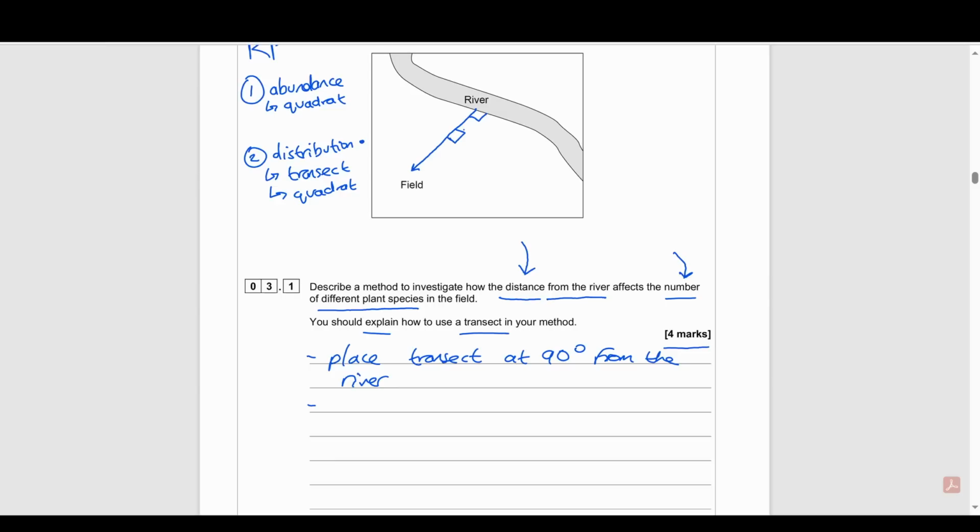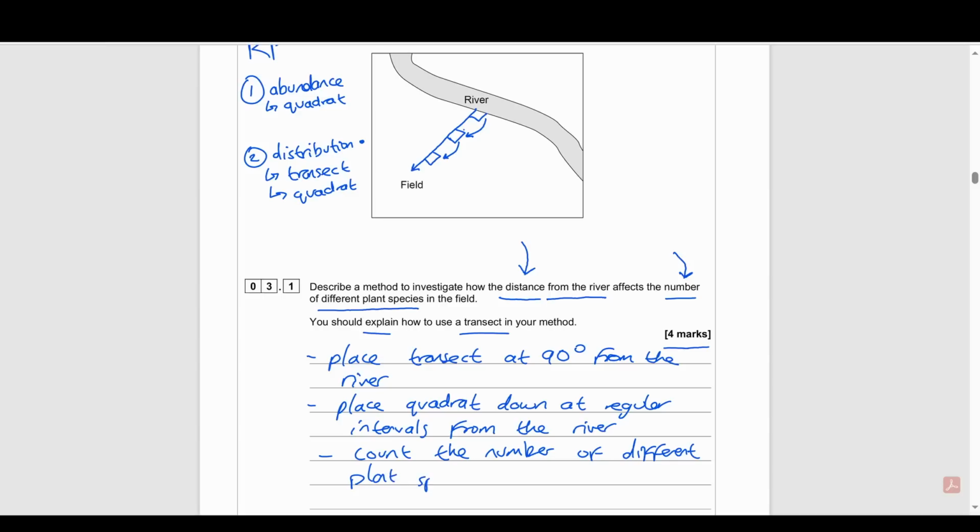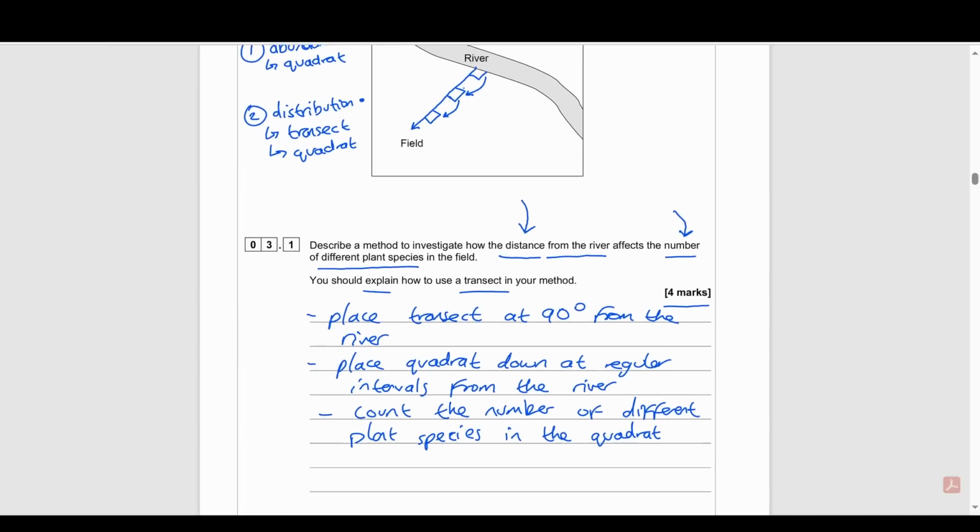We repeat, we count the number of different plant species in that quadrat, and then we do it again. But the interval, or the distance between where we've placed these quadrats, should be regular or even. So place quadrat down at regular intervals. And again, remember, it's from the river. Once you've placed it down, we're going to count the number of different species in the quadrat. But once we've done that, what will we do next?